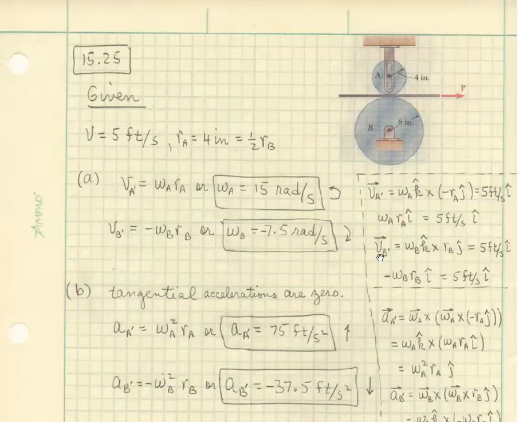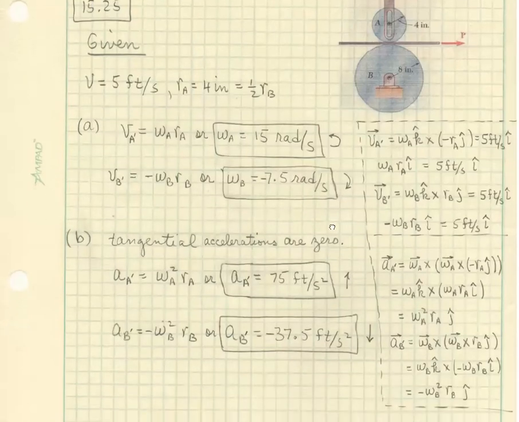Now let's do the same thing for V B prime. It's omega B K unit vector crossed into R sub B J, because that vector is straight up, so it has a plus J, and that's got to be equal to 5 feet per second times I. K crossed into J gives me a negative sign, and I have a negative omega B R B equal to 5. That's what I have right here: negative omega B R B equal to 5 feet per second. So when you calculate omega B out of this formula, you get a minus 7.5 radians per second. The minus sign indicates that it is a clockwise rotation.